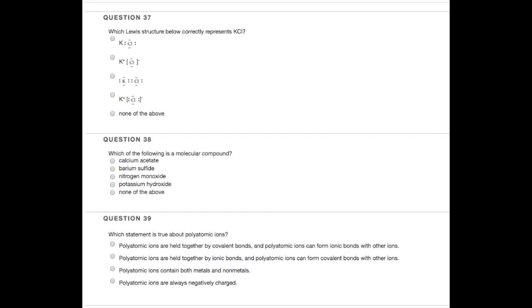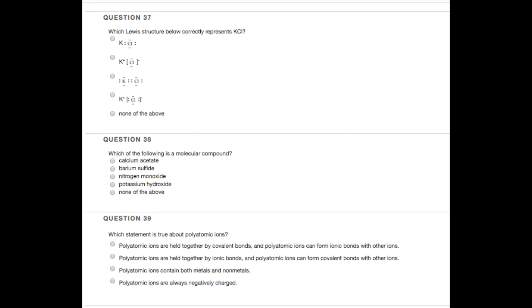And which of the following is a molecular compound? So again, it's going to have two nonmetals. So calcium, again, that's a metal. So that's not going to be a molecular compound. Barium's a metal, so that's not going to be. Potassium also is a metal. So none of those three. But if we look at nitrogen monoxide, N and O, those are both nonmetals on the right side of the periodic table. So that is a molecular compound.